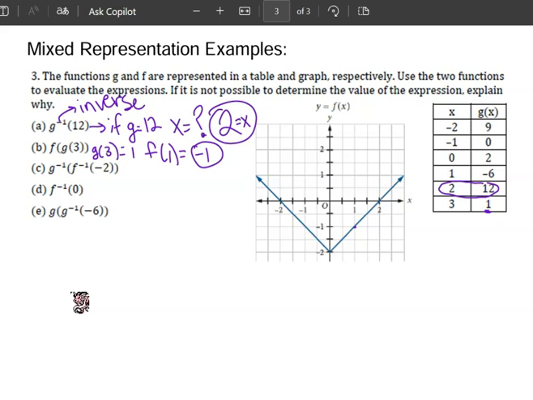On this one, we have g inverse of f inverse of -2. Basically, if f equals -2, what does x equal? So find -2, and it looks like the x value is 0. Then we're going to say, if g equals 0, what's the new x? The new x would be -1 here.